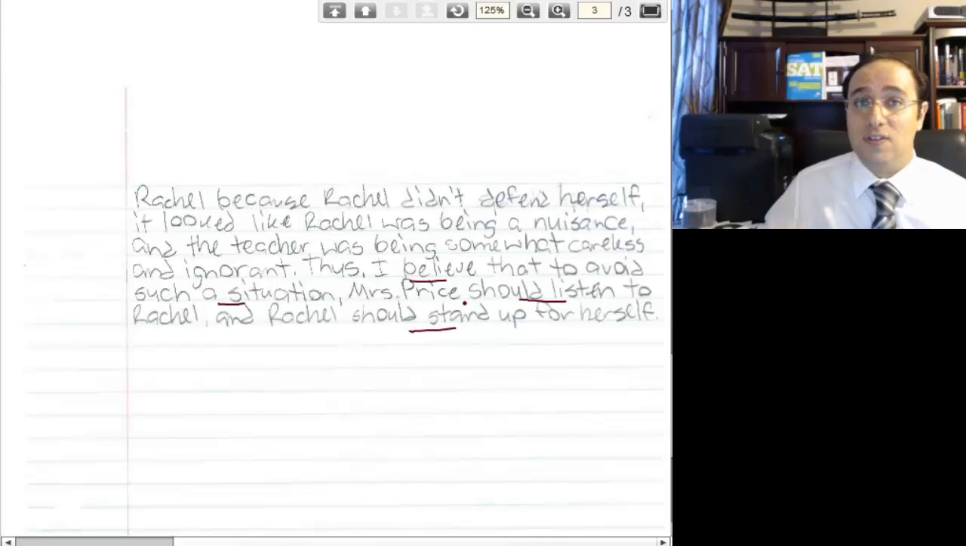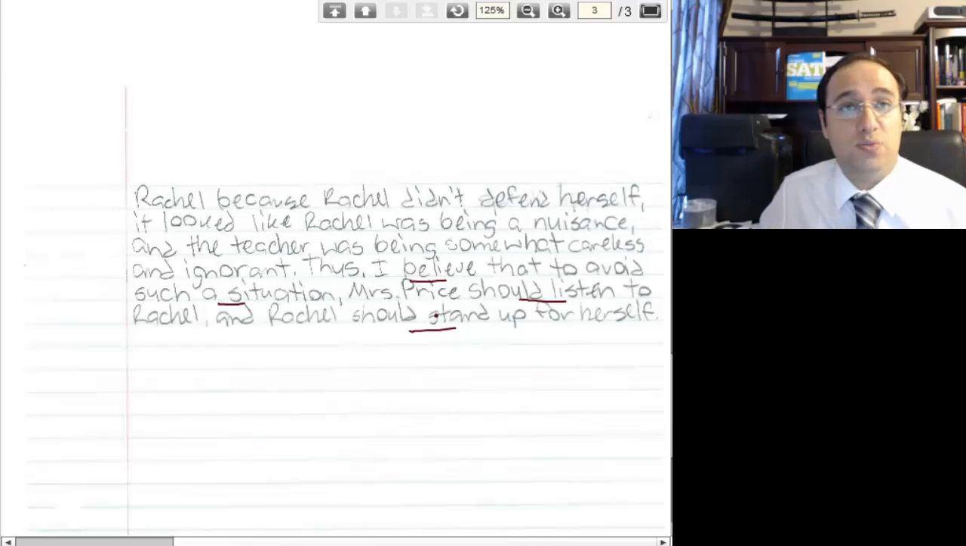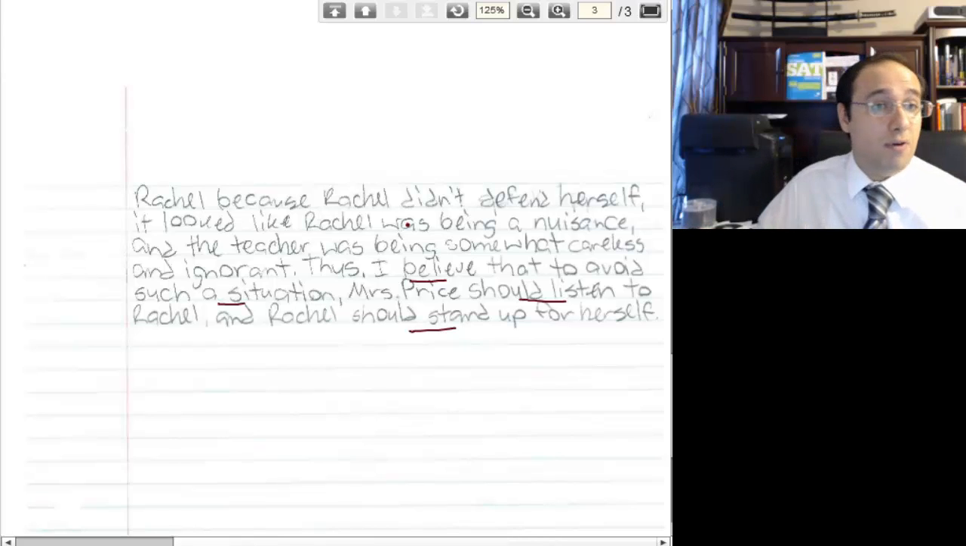So you should have restated the sentence in a way by saying, for example, I believe that if Rachel had wanted to avoid such a confrontation, she should have done this and that. Or Mrs. Price was supposed to think that way. You should give something in the past tense if you want to give your opinion about what happened in that story. Overall, very good work.